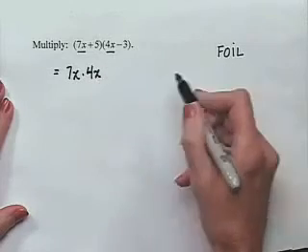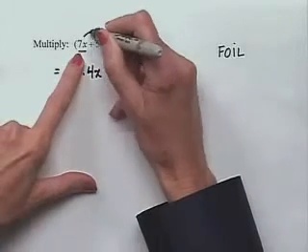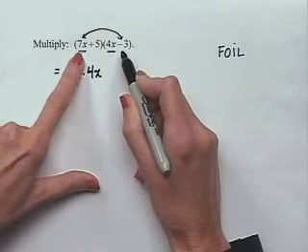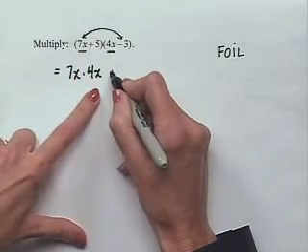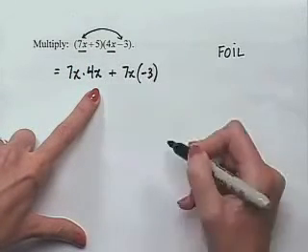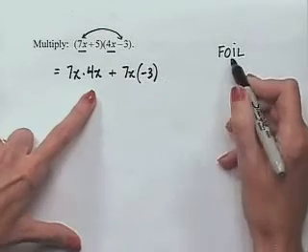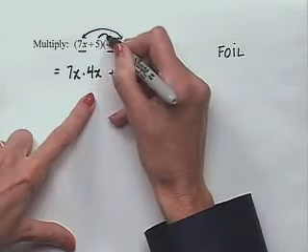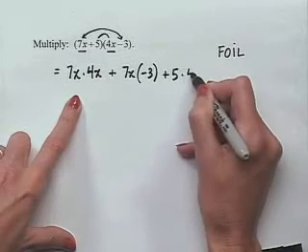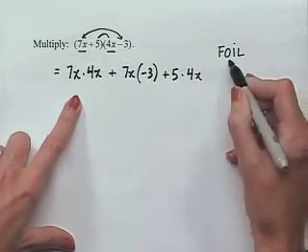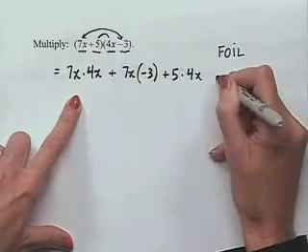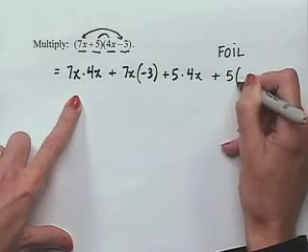Our outer terms would be the 7x multiplied times our last term, and we need to pick up the sign in front of it. So we can write this to start with as an addition of 7x times negative 3. Our inner terms, we have a positive 5 multiplied times the 4x, so that's going to be plus 5 times 4x. And then our last terms, we have positive 5 times negative 3. So we'll say it's plus 5 times negative 3.